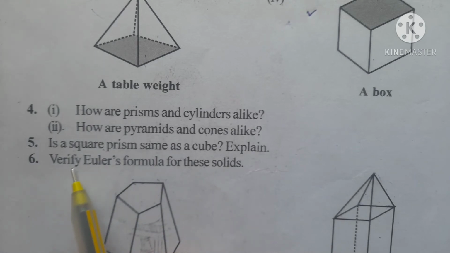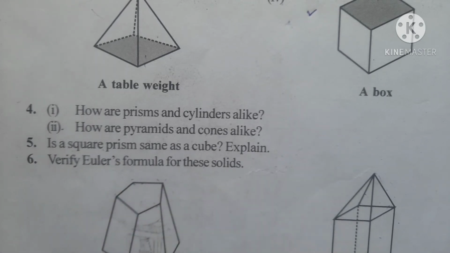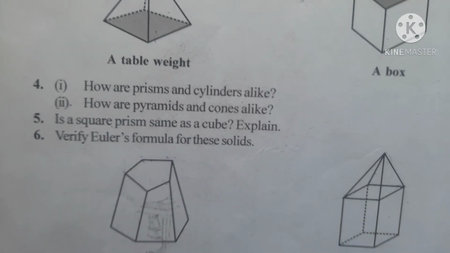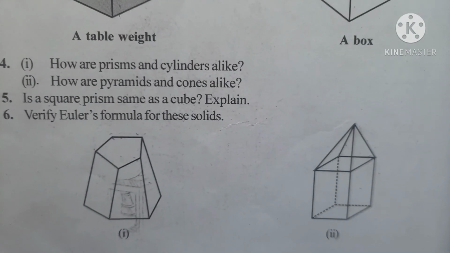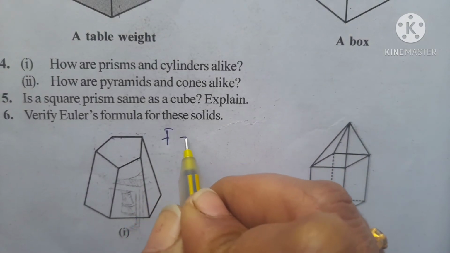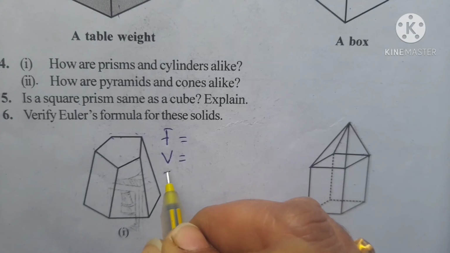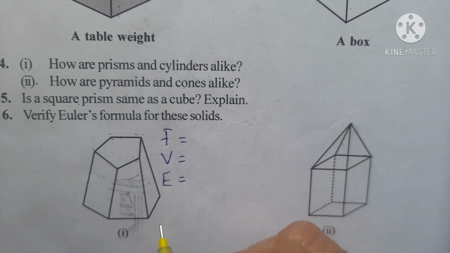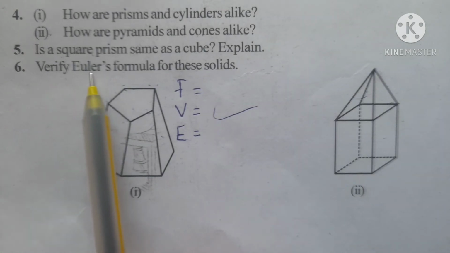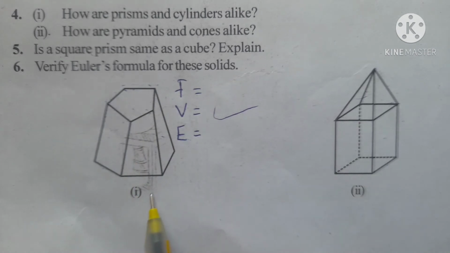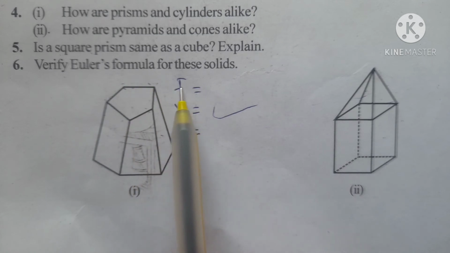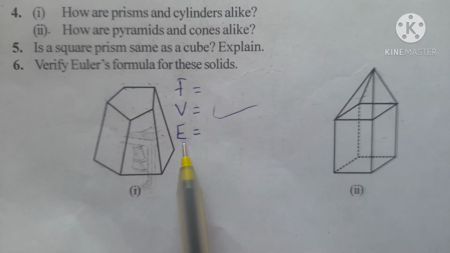Next is the sixth question, verify Euler's formula for these solids. First, for Euler's formula, we have to find the number of faces, number of vertices, number of edges, and we have to apply the formula. Now, question number 6, verify Euler's formula for these solids. Question number 1, for these solids, we have to verify Euler's formula. For that, we have to count number of faces, number of vertices, number of edges.